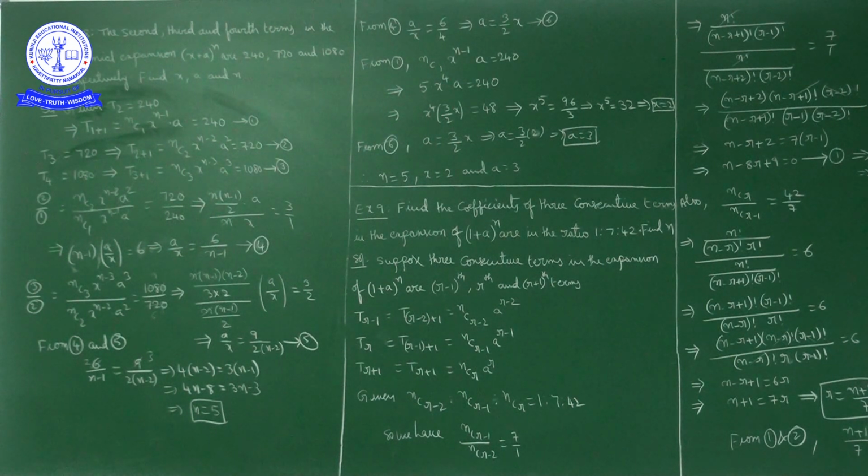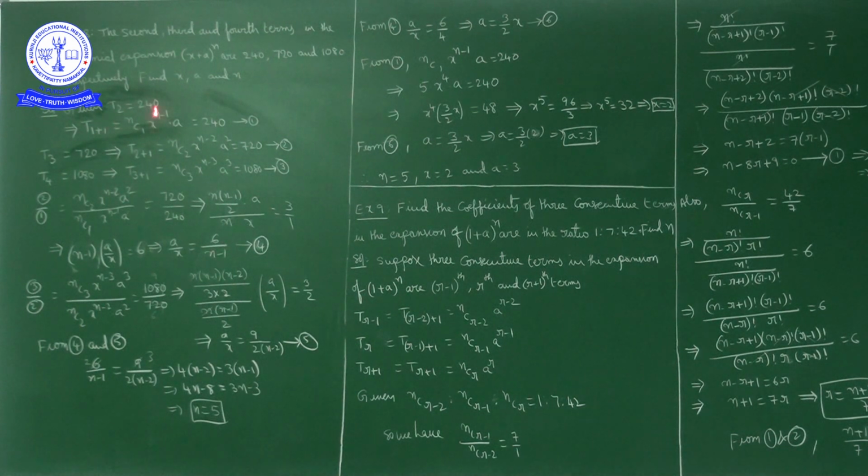Now what is given here? The second term, third term and fourth terms in the binomial expansion of (x plus a) to the power n are 240, 720 and 1080. T2 is given as 240, T3 is given as 720 and T4 is given as 1080. Okay?